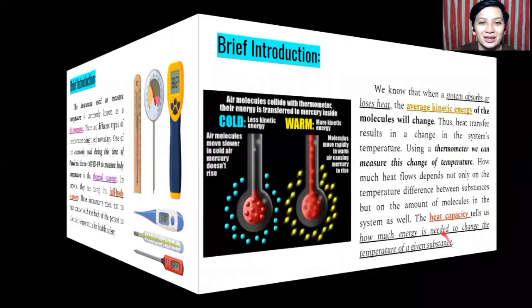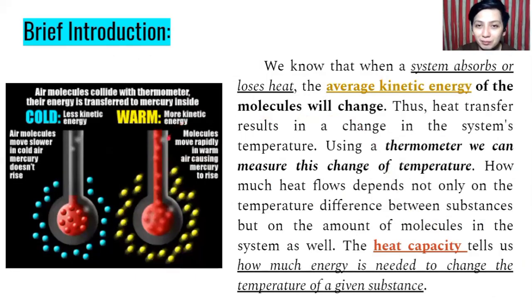Okay? And also, we know that when a system absorbs or loses heat, the average kinetic energy of the molecules will change. As we can see here, this is a warm weather. That's an example, okay? A warm weather, and the other one is cold weather. So in the cold weather, it has lesser kinetic energy, while in the warm weather, it has more kinetic energy, which are the molecules move rapidly in a warm air causing mercury to rise. Okay, kasi liquid metal ang mercury, so madali siyang mag-respond dun sa init.